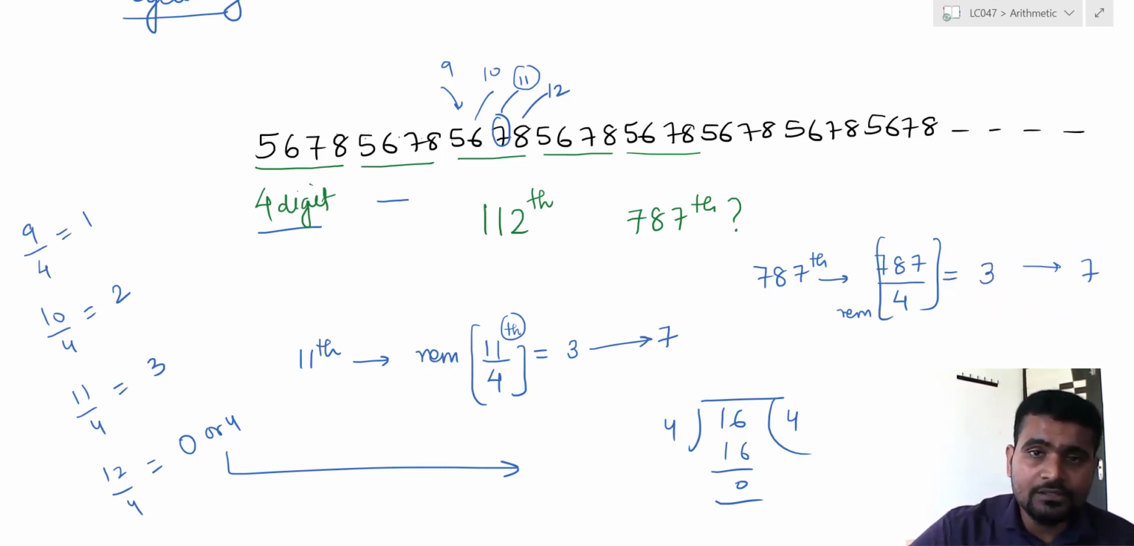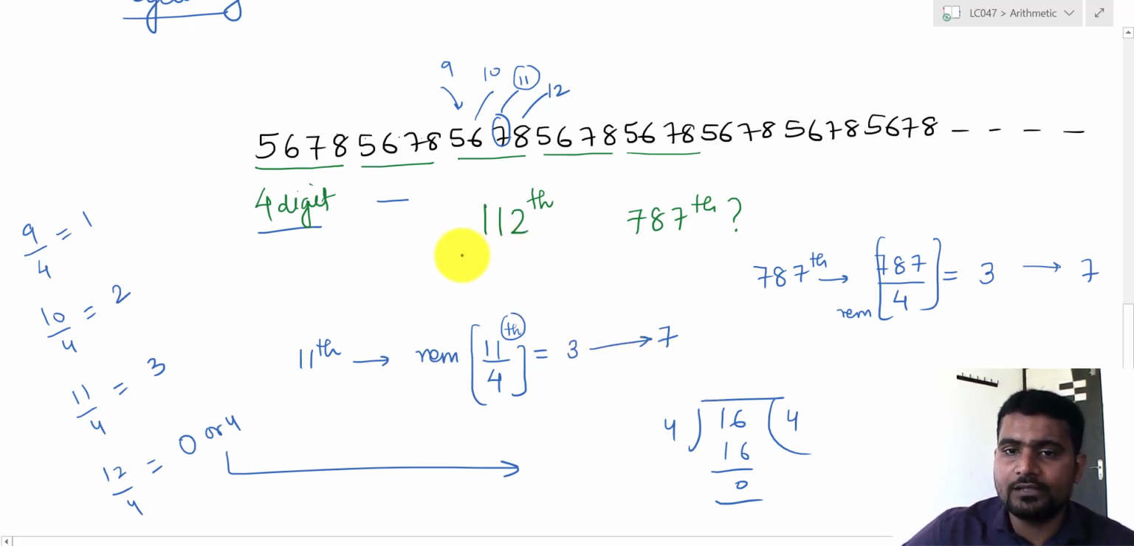But suppose the number is something like 112. Then 112 divided by 4, find the remainder of this. I would say the remainder of this will be, 4 28s are 112, so the remainder will actually be 0. Remainder will be 0.